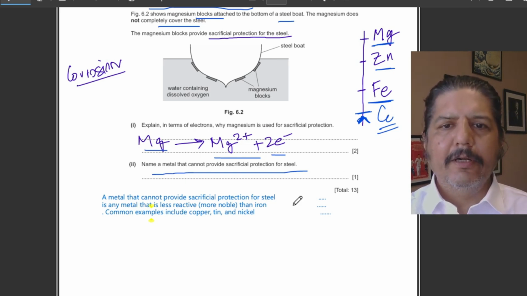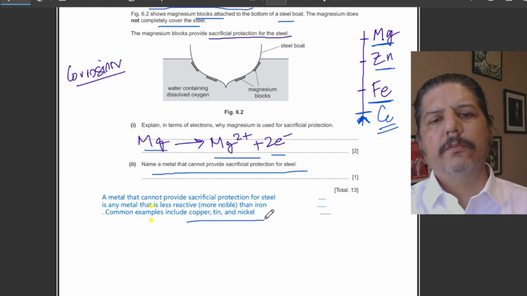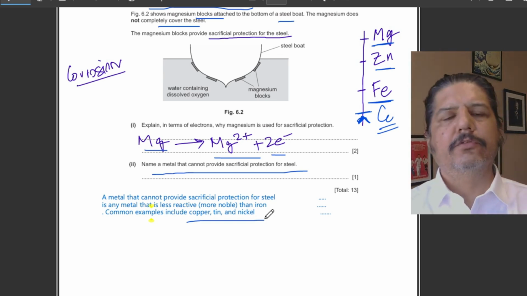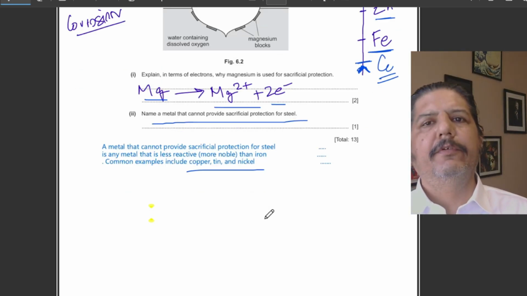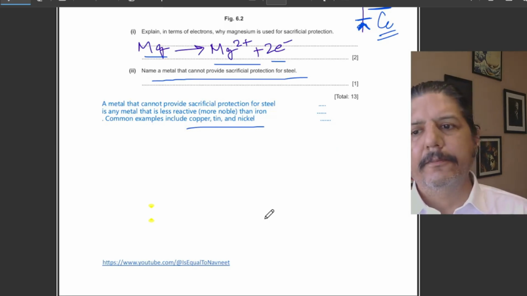So, a metal that cannot provide sacrificial protection for steel is any metal that is less reactive, more noble than iron. Common examples include copper, tin, and nickel. Because these metals are less reactive than iron, they won't work as sacrificial metals. They can't provide sacrificial protection for steel.